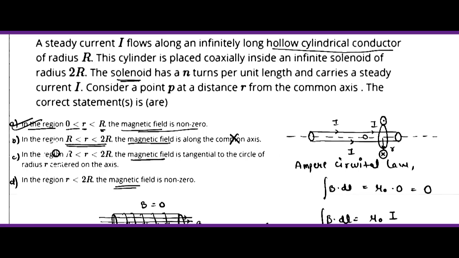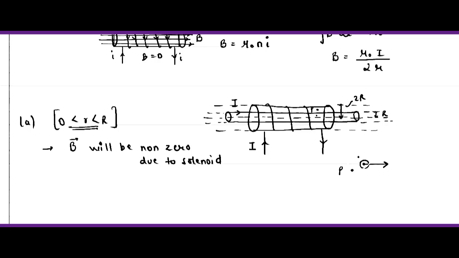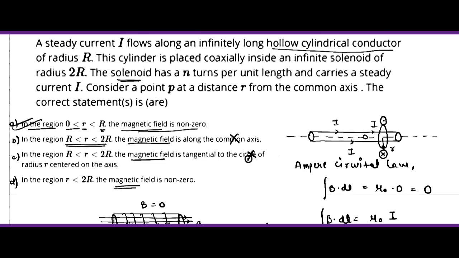In statement C we have, in the region R less than 2 capital R, the magnetic field is tangential to the circle of radius R centered on the axis. Now see what is tangential. If I had taken only the hollow cylindrical conductor, then this dot and cross would represent the tangential magnetic field. But at point P we can see that the net magnetic field will be cross magnetizing. Hence we cannot say that it is purely tangential to the circumference of the circle. Hence statement C is also incorrect.